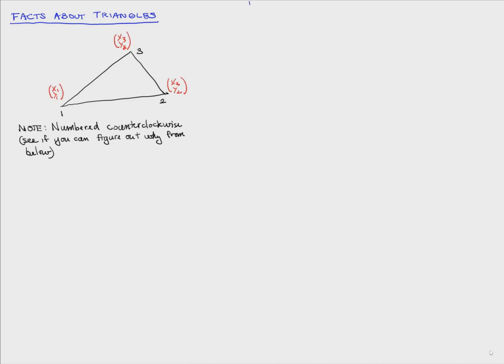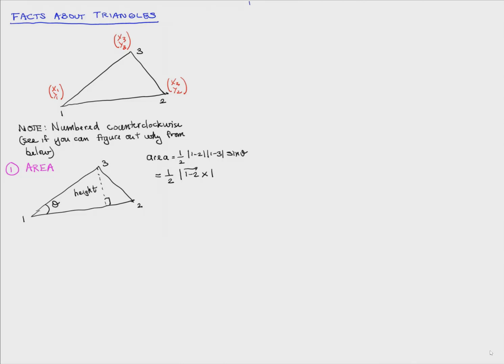See if you can follow the area calculation below and explain why it's better to number the vertices in a counterclockwise direction. So first we compute the area of the triangle. So the area is, from the geometry, 1/2 of the side 1, 2 times the side 1, 3 times the sine of the angle theta. And this is nothing but 1/2 the length of the cross product of the vector 1, 2 and the vector 1, 3, which we can write as this determinant.